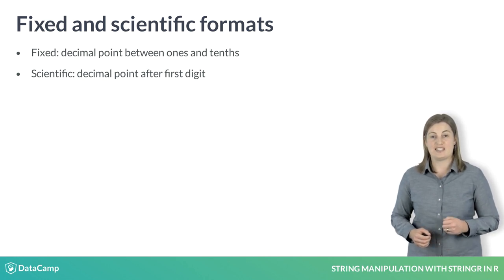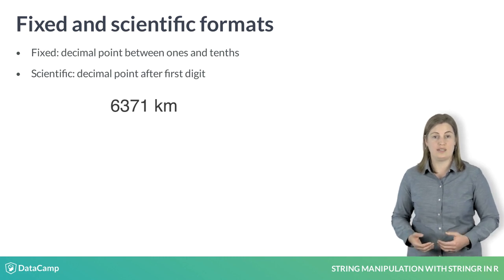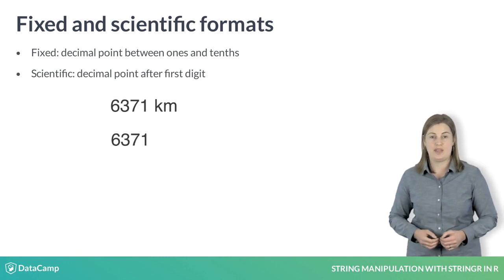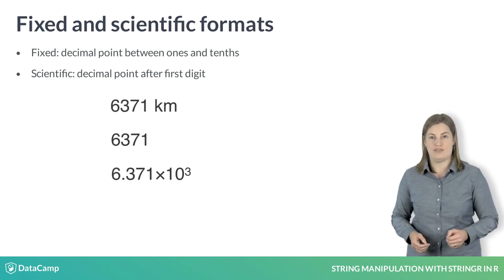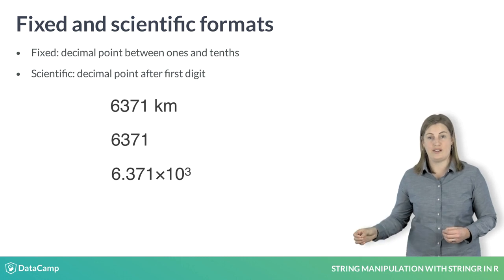Take the distance 6,371 kilometers. In fixed format, it is simply 6371. In scientific format, we would write it as 6.371 times 10 to the power 3. That is, you take 6.371 and multiply it by 1000. Alternatively, you can think about taking 6.371 and moving the decimal point 3 places to the right.